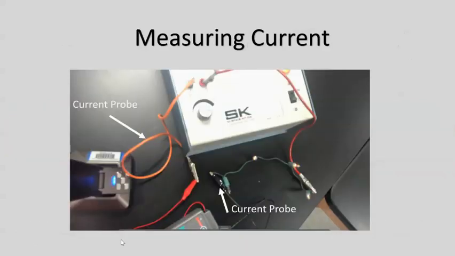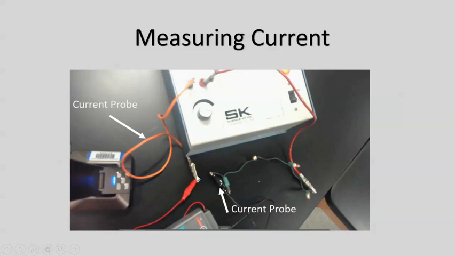Okay, so the setup for measuring current is a little bit different. You still set up the Christmas lights and the power box the same way, but you have to break the circuit wherever you're measuring the current. Okay, so if you're measuring the current right after this last light right here, you have to unhook it from the power supply on this side, and then this red probe belongs to the current probe.